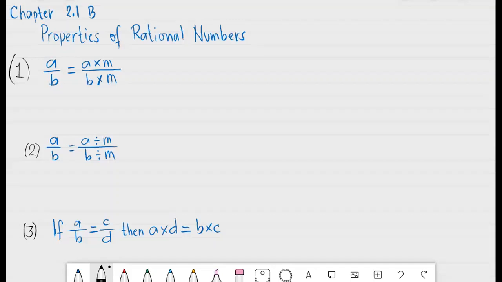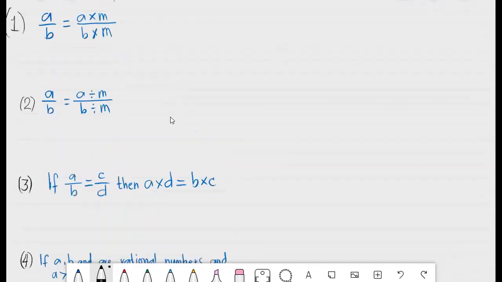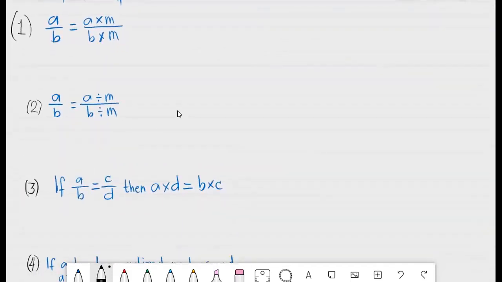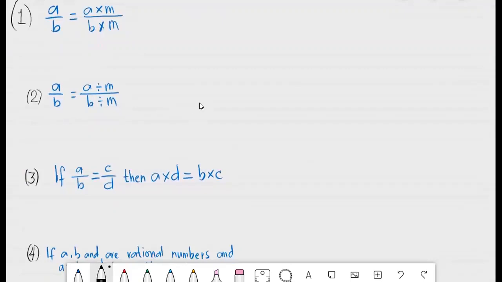Okay, welcome back. So this time we're going to study chapter 2.1b of our textbook, properties of rational numbers. In our textbook, we can see that we have four properties of rational numbers, and these properties are what we use whenever we encounter problems involving rational numbers.